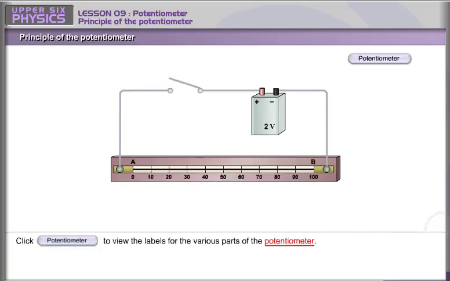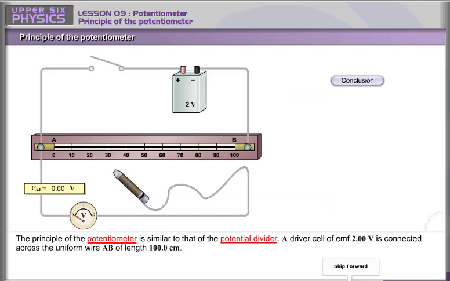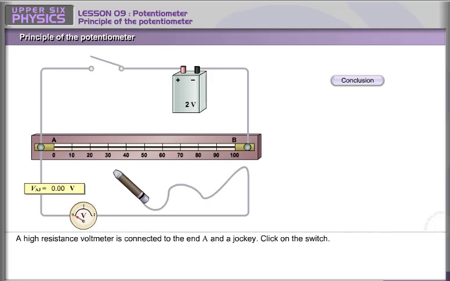Click on the potentiometer button to view the labels from the various parts of the potentiometer. The principle of the potentiometer is similar to that of the potential divider. A driver cell of EMF 2.00 volt is connected across the uniform wire AB of length 100.0 cm. A high resistance voltmeter is connected to the end A and a jockey. Click on the switch button.